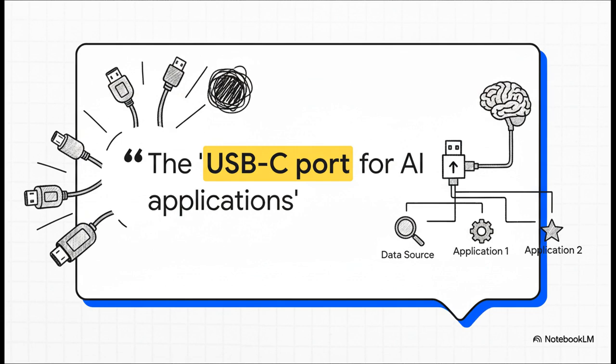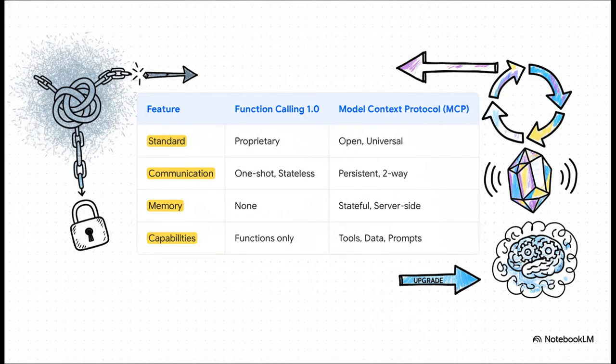It's that simple. This table makes the upgrade crystal clear. Where function calling 1.0 was proprietary to each company, MCP is an open standard for everyone. Where the old way was a one-shot call, MCP allows for a persistent two-way conversation between the AI and the tool. And most importantly, where the old way was stateless and had no memory, MCP is stateful. It has context, allowing for much more complex, multi-step tasks.